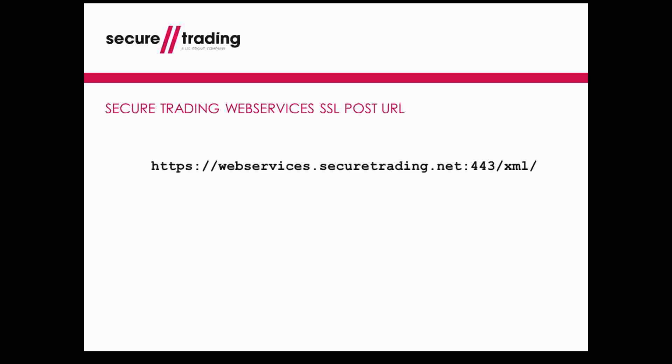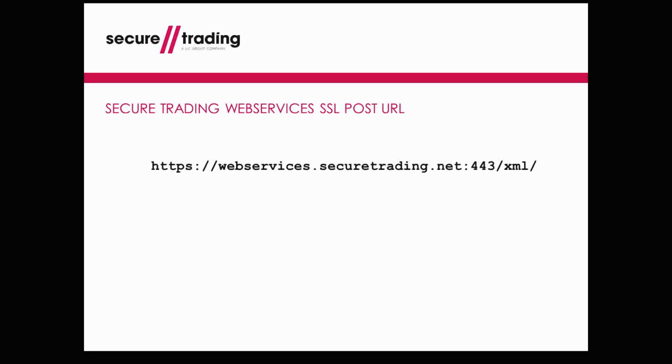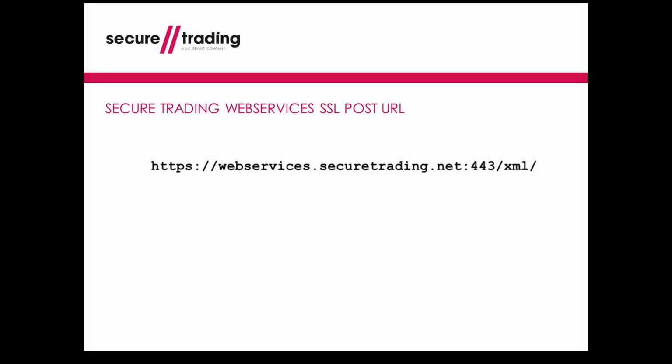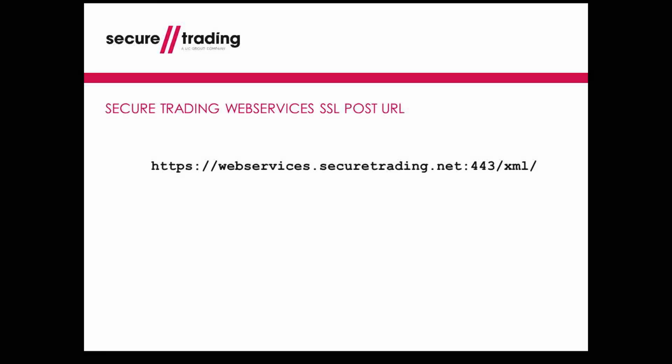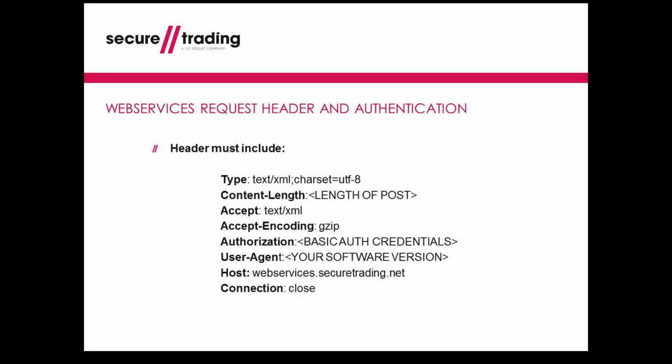With our web services, you will be utilizing a secure HTTP post, and here is the URL that your system will need to post your constructed XML request to: https://web-services.secure-trading.net:443/XML/. The header of your post is used for authentication. Here are the fields that need to be included: type, content length, accept encoding, authorization, user agent, host, and connection.